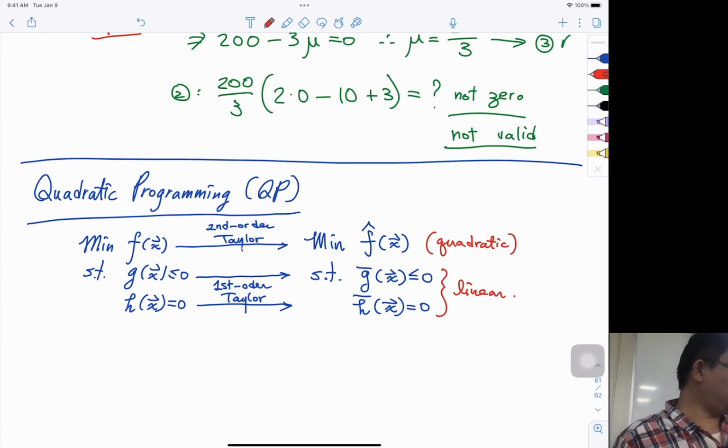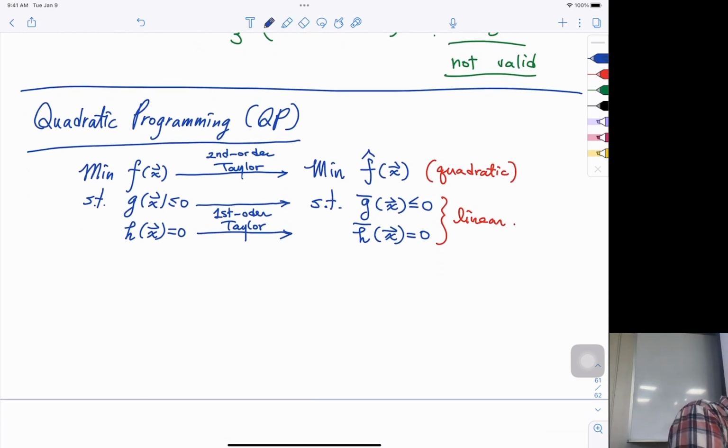But how about general problems? Let's say F, G, and H, they are all nonlinear. What can you do? Later on, we can use sequential quadratic programming, just like sequential linear programming. Okay, so now we are not talking about the sequential approach. We're just focusing on quadratic programming. And quadratic programming handles the problems with quadratic objective function and linear constraints. Okay? So if that's the case, we can always have a problem like this.